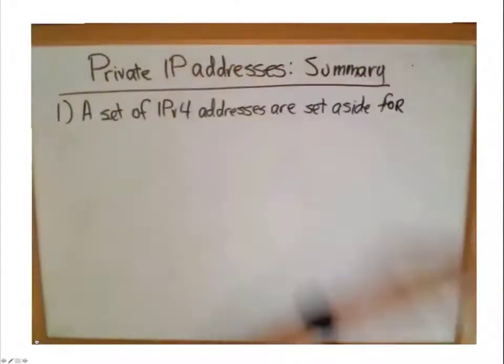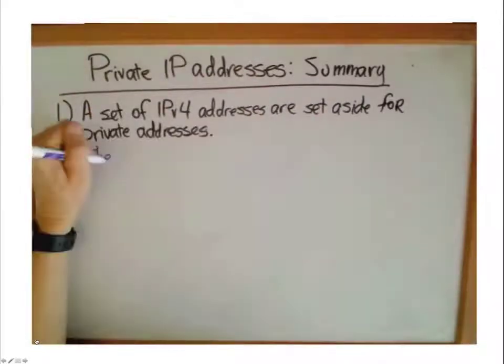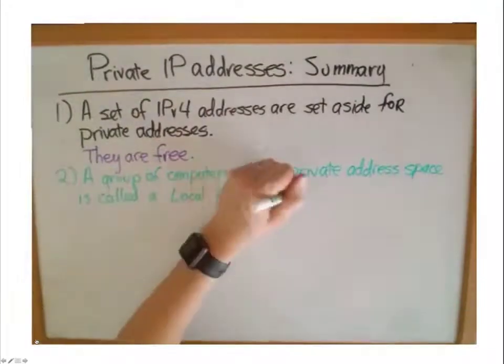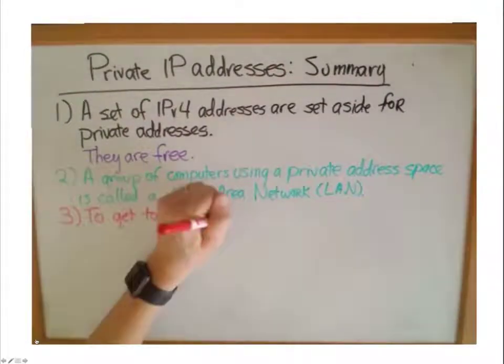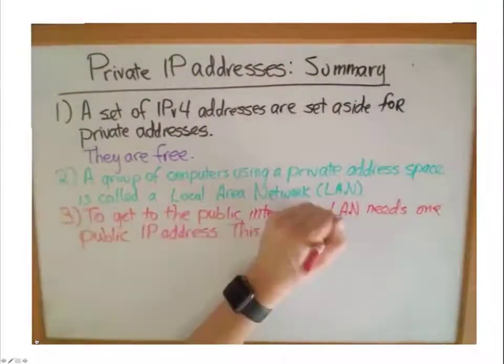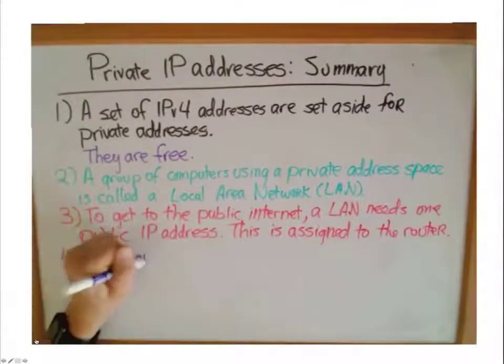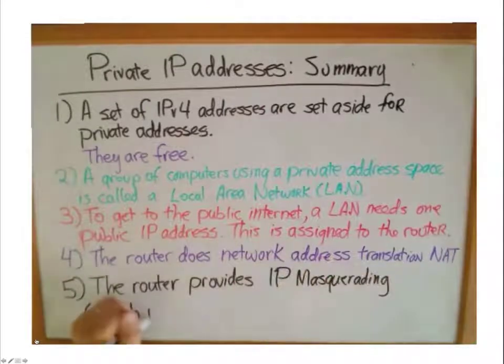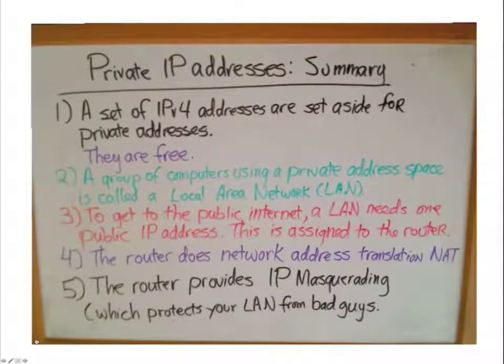So this is private IP addresses, a set of IPv4 addresses that are set aside for private addresses. They're free. A group of computers using private address space is called a local area network. And to get to the public internet, a LAN must have one public IP address. This is assigned to the router. The router does network address translation. The router provides IP masquerading, which protects your LAN from bad guys.